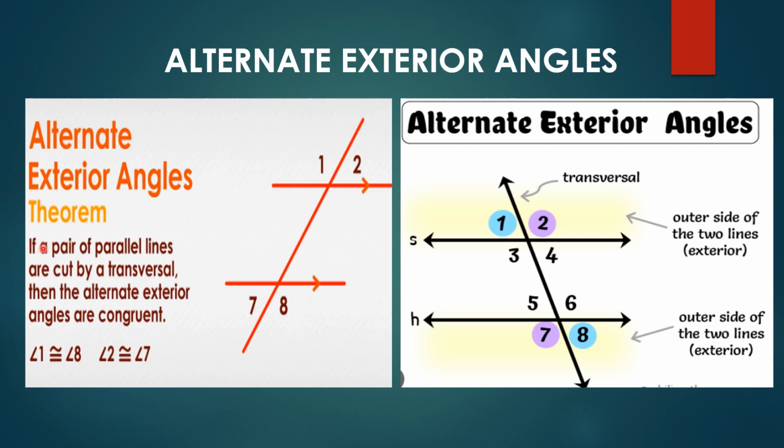So as the theorem says, if a pair of parallel lines are cut by a transversal, then the alternate exterior angles are congruent. So we can see in this image angle 1 is congruent to angle 8. So it means angle 1 is equal to angle 8. So they are congruent. Here these are the two parallel lines and it is cut by a transversal line. So angle 2 is congruent to angle 7. As we can see, this angle is equal to this angle 7.